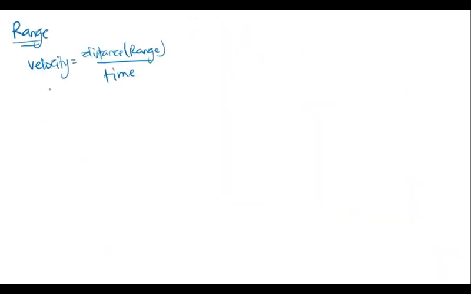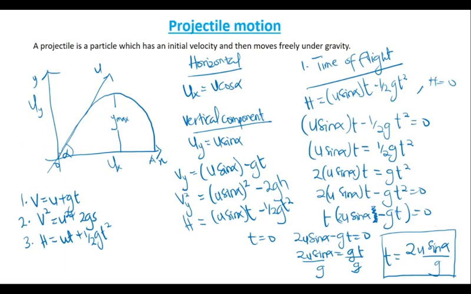Now if we cross multiply, we can see that the range is equal to the velocity times the time. Now we know the velocity is our ux, and then our time is the time of flight that we already saw in the previous deduction. So if this holds true, then we can calculate our range. Now mind you, let's look at this diagram again. The range has to do with the horizontal component. So we use ux, which is u cos alpha.